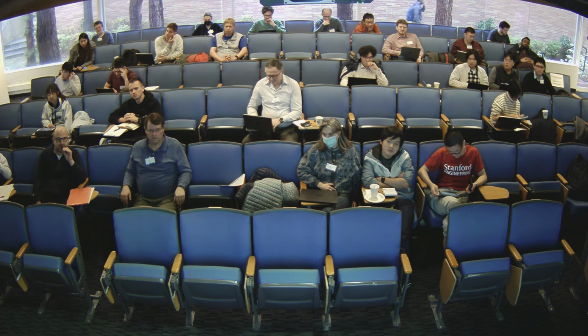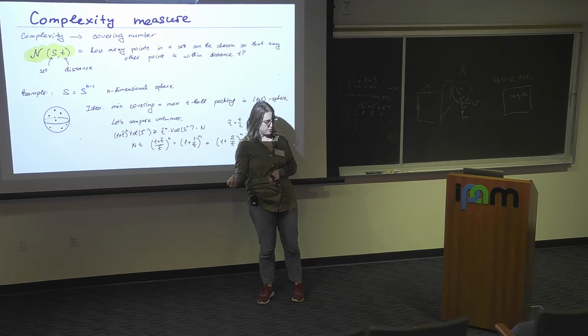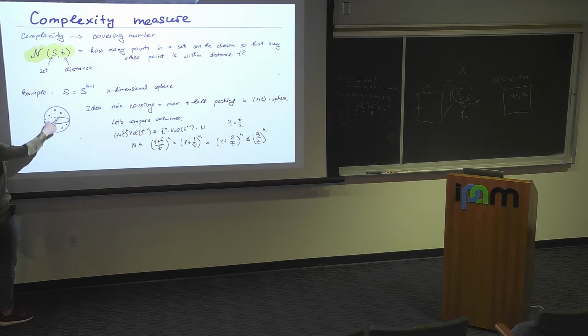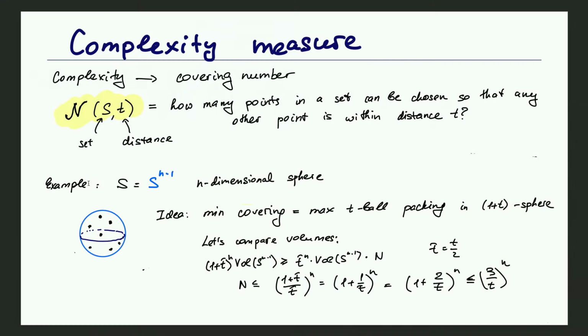You select a set of representatives. You want any other point to be close to one of the representatives. So you have a ball, you choose the points in the ball, so that for any other point I can find one of the chosen ones closer than t to my point. You have a continuous space and then there's a discrete subset, like a net. It's called a t-net.